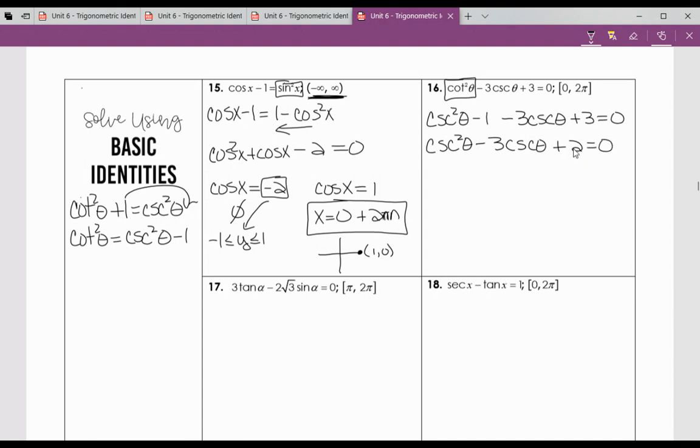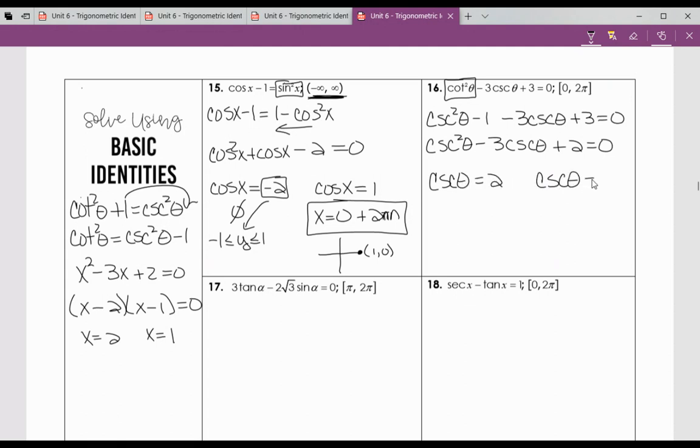Since I have an all cosecant equation now, I can come over here and write x squared minus 3x plus 2 equals 0. When I factor that, I get x minus 2 and x minus 1. When I set each factor equal to 0, I get x equals 2 and x equals 1. So I'm going to come back over here and rewrite that as cosecant theta equals 2 and cosecant theta equals 1.